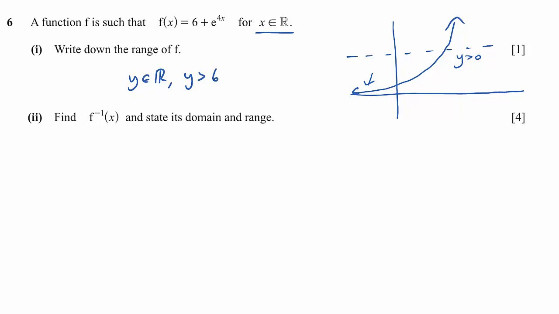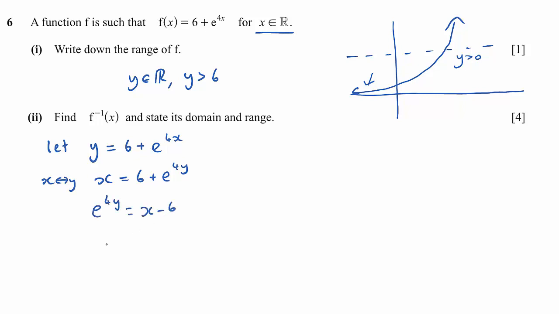So now we want to find the inverse function and state the domain and range. So let y be equal to 6 plus e to the 4x, and then interchange x and y. So x equals 6 plus e to the 4y, and now we want to make y the subject of this. So e to the 4y is going to be x take away 6.